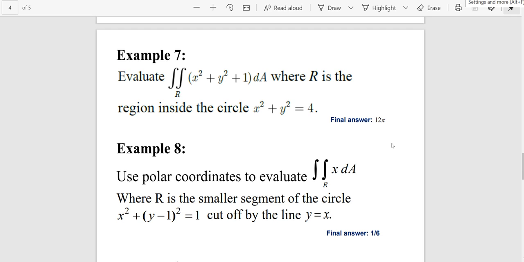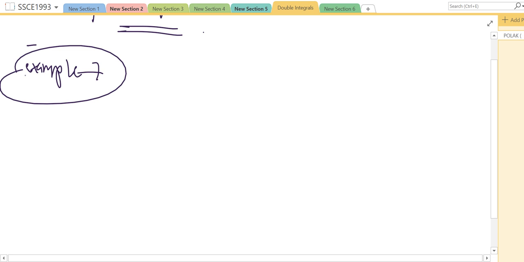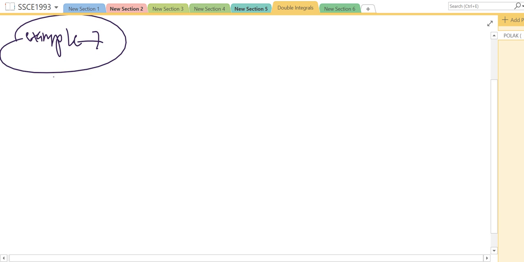Evaluate the given integral where R is the region inside the circle x squared plus y squared equal to 4. The first thing is to get the region first. So for example 7, R is the region inside the circle, right?